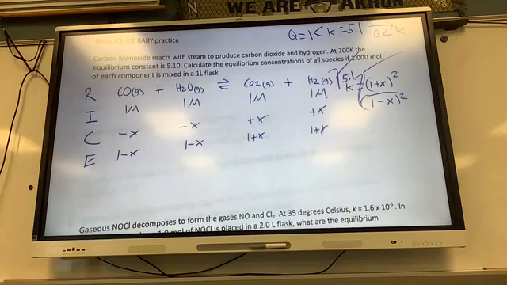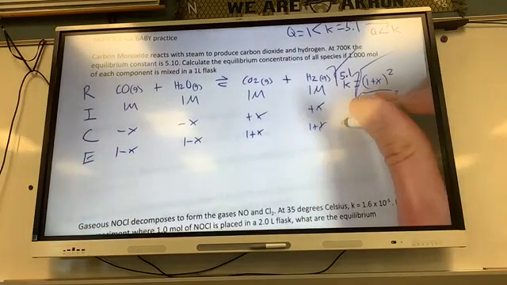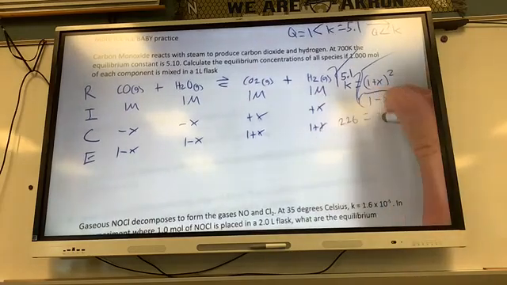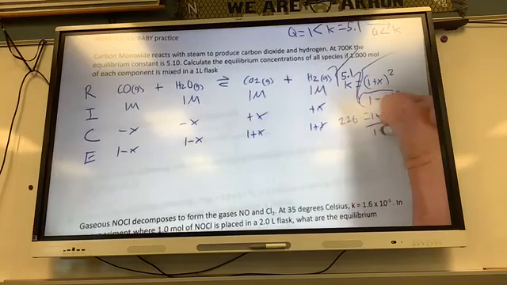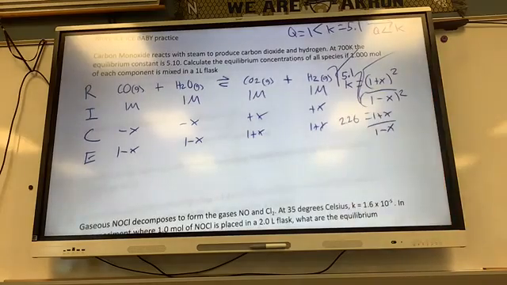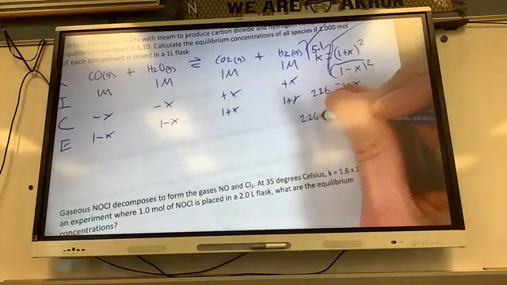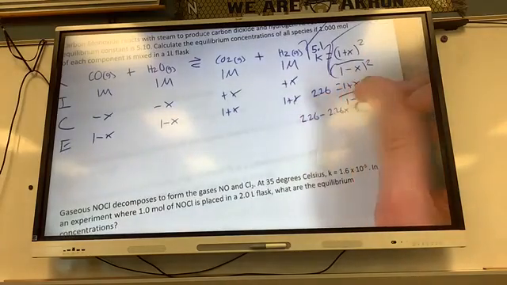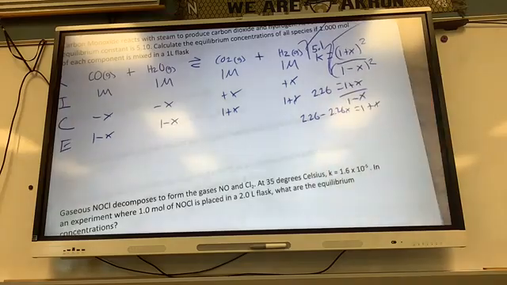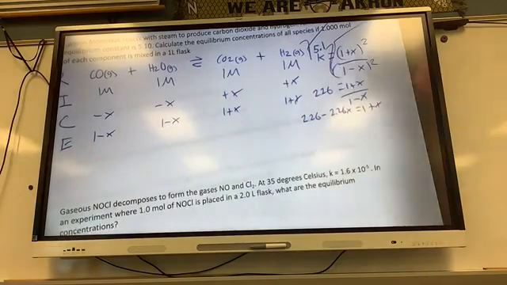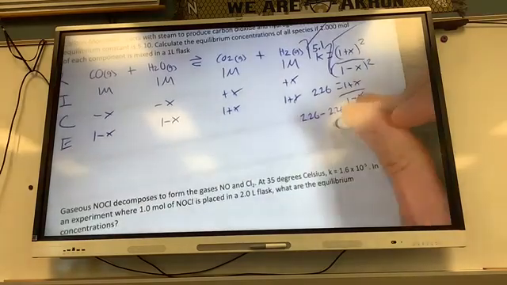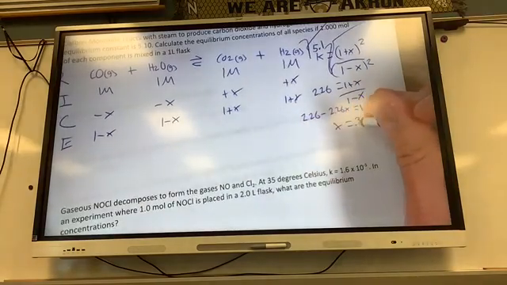This is cute now. It's like 5. Square root of 5.1. 2.26 equals 1 plus x over 1 minus x. Agreed? Yes? We do a little bit of factoring action. So 2.26 minus 2.26x equals 1 plus x. Now I'm going to add my x, and then I'm going to eventually solve and get x equals 0.387.